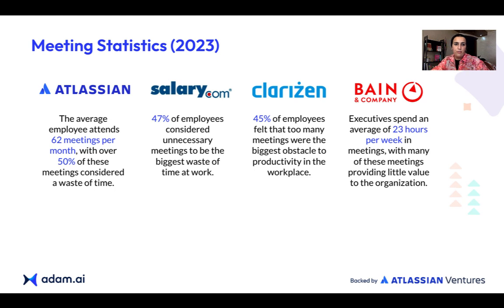There have been a lot of meeting statistics and studies done by different organizations discussing the problems of meetings, and here are the results. A survey by Atlassian found that the average employee attends around 62 meetings per month, with over 50% of these meetings considered a waste of time. Another survey by salary.com mentions that 47% of employees considered unnecessary meetings to be the biggest waste of time at work. Clarizen found that 45% of employees felt that too many meetings were the biggest obstacle to productivity in the workplace. And another survey by Bain and Company concluded that executives spend an average of 23 hours per week in meetings, with many of them providing little value to the organization.